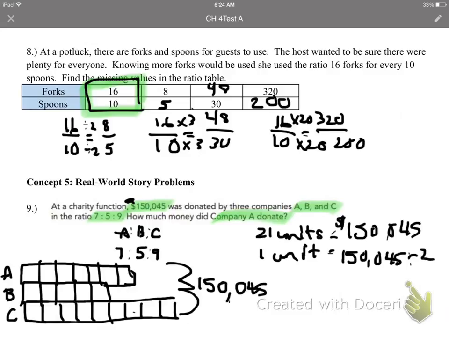So I'm going to divide by 21. Now remember, you have a calculator, so you can definitely use your calculator. And I get 7,145. Now that was my 1 unit. I need to go back and look what it asked for. It said, how much did Company A donate? Well, Company A is made up of 7 units. So I need to take 7 times 7,145.